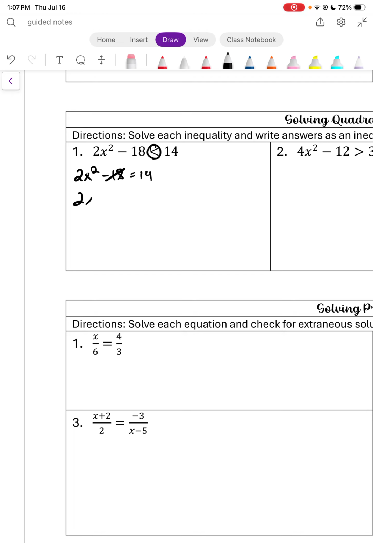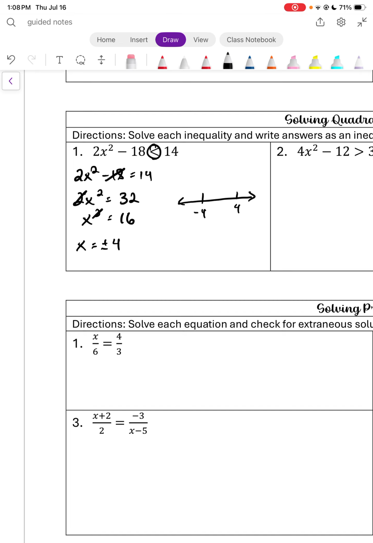Minus 18, when moved to the other side, becomes plus 18. To get rid of divided by 2, to get rid of multiply by 2, we're going to divide by 2. To get rid of a square, we do plus and minus the square root of 16, which is 4. So our critical values are at -4 and +4.